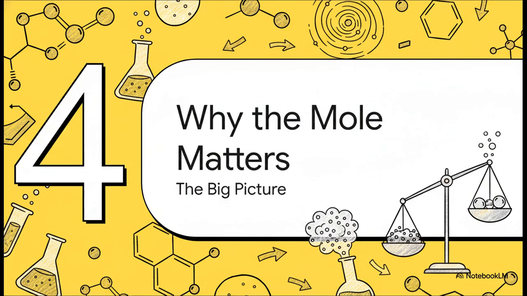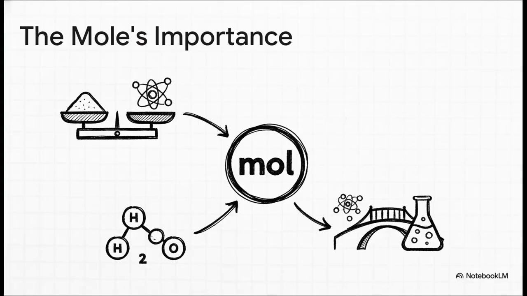So, we've gone through the definitions and seen how it all works. But let's just take a step back and really appreciate why this one idea is so incredibly important, why it's one of the absolute cornerstones of all chemistry. So here's the bottom line. First, and most obviously, it lets us count atoms by weighing them, which solves our original problem.